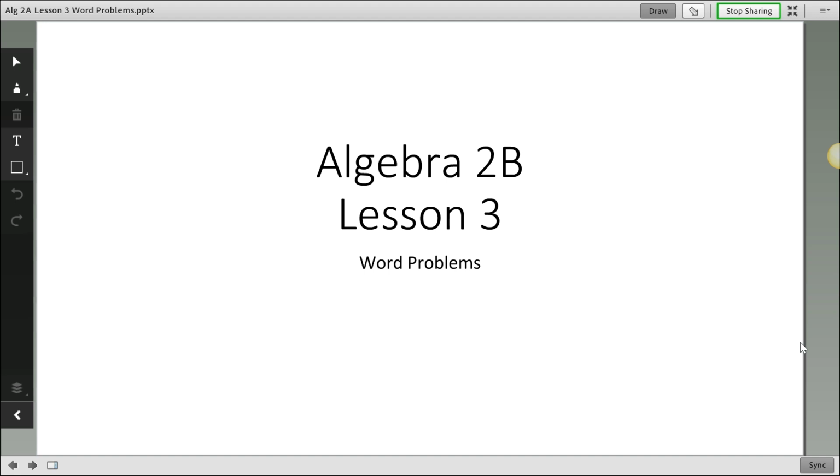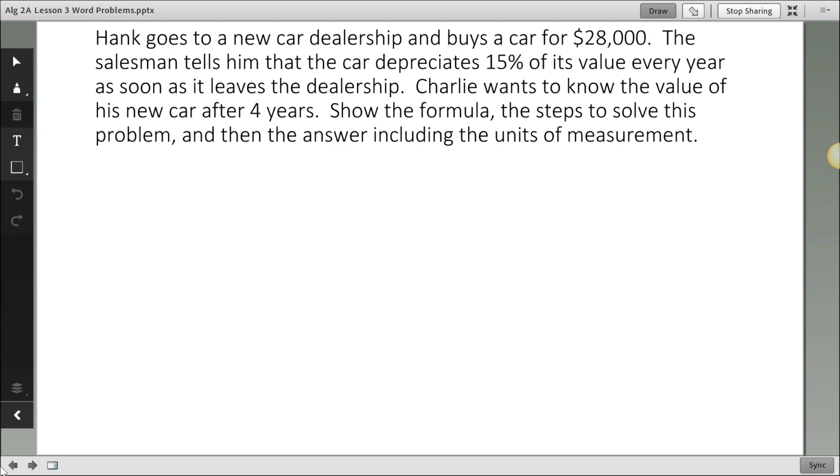This is Mr. Rowe. We're looking at Algebra 2B, Lesson 3. We're going to focus on those two word problems. So let's take a look at some similar examples to these.